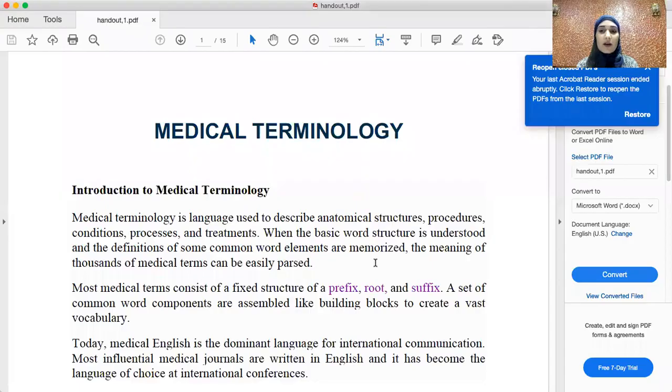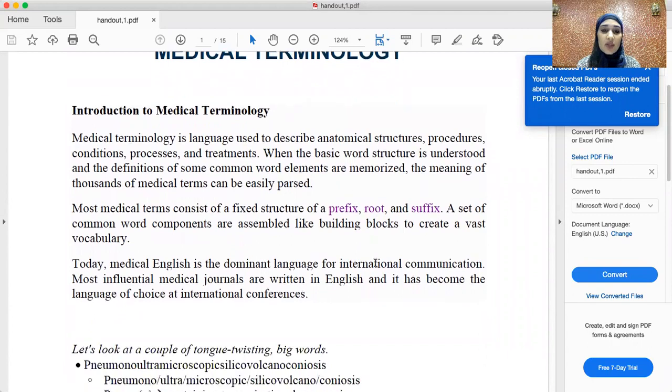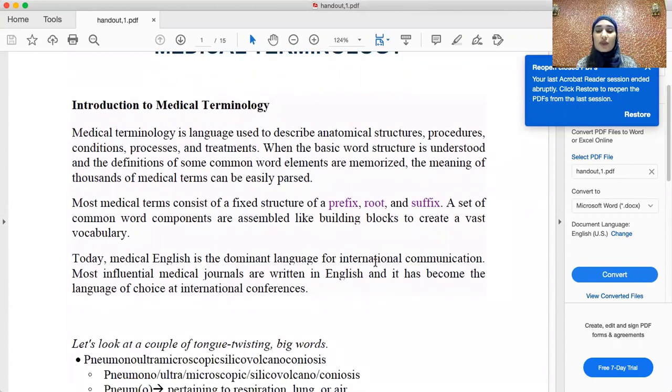Our focus in this course will be on the medical terminology that you will use during your study. This is our first lecture. We will take today the medical terminology. Medical terminology is language used to describe anatomical structures, procedures, conditions, processes, and treatments.